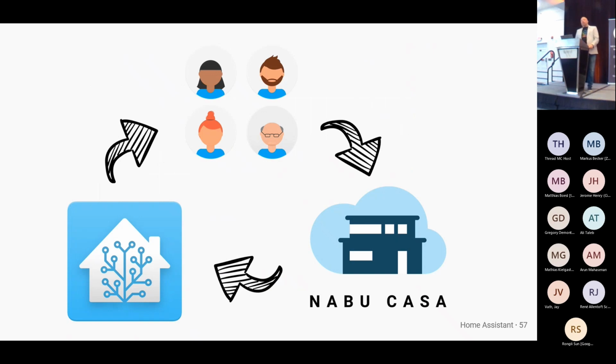Now, how does it work? How do you get from an open source project to turn on your lights to being the second most active contributed open source project and still keep the things running? So 5 years ago, I started Nabu Casa. And this allows me and now 24 other people to work full time on maintaining Home Assistant.